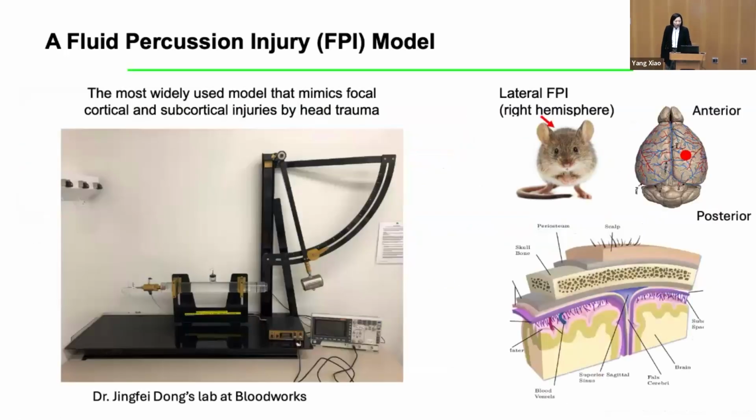To model this, we use a state-of-the-art fluid percussion injury, where it's a whole mechanical setup. You have a hammer on the side and you can adjust the angle of the hammer, and there are multiple sensors for pressure, and you can measure the force. In the center here, this is a fluid chamber filled with liquid. And when the hammer hits the fluid chamber, there will be fluid moving from one side to the other.